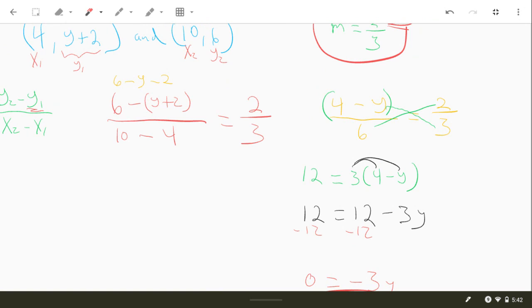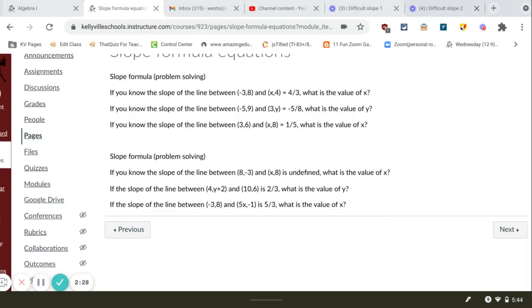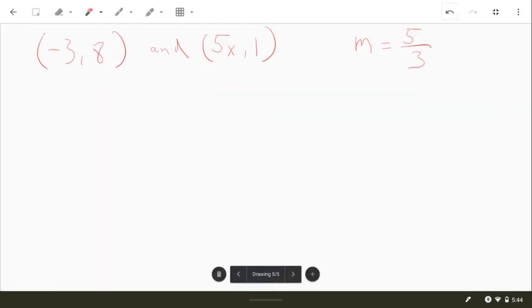All right. Let's go ahead. We'll jump over to this other one. So, on this last example, you've got the point (negative 3, 8), and you've got the point (5x, 1). All right, and the slope is equal to 5 over 3.